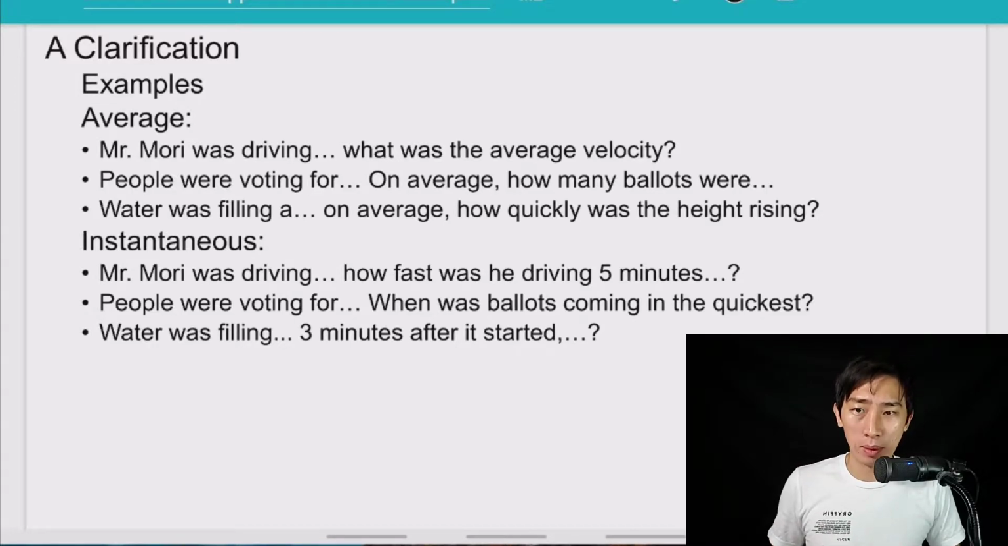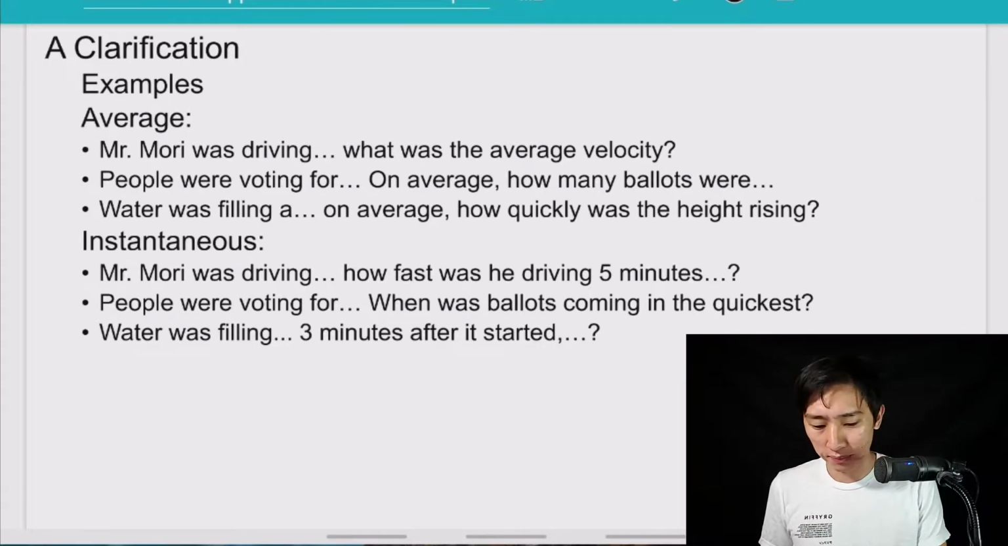Water was swinging... 3 minutes after it started, how quickly was the height rising, or something like that? How quickly was the volume changing? And again, these are instantaneous rates of change. So basically, as long as you're not saying the word average, you're taking the derivative.